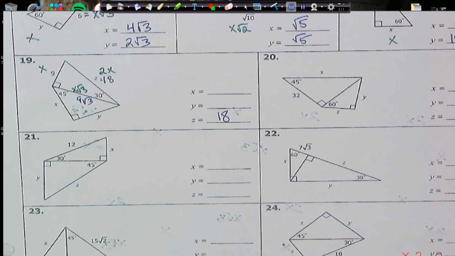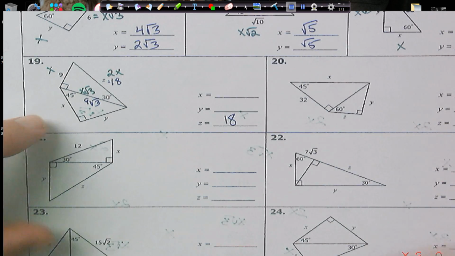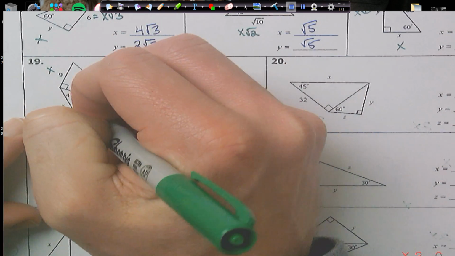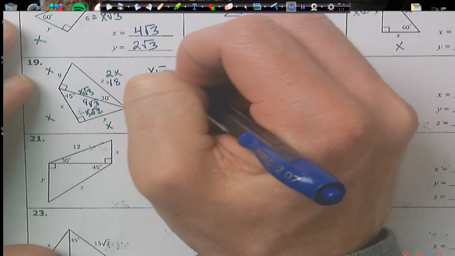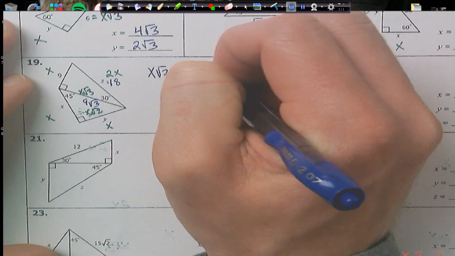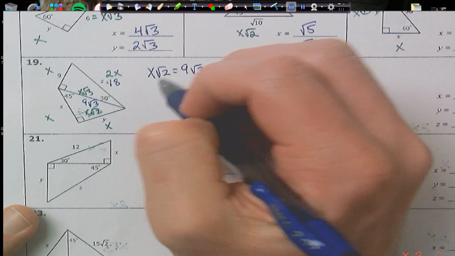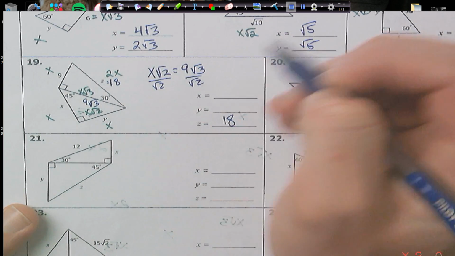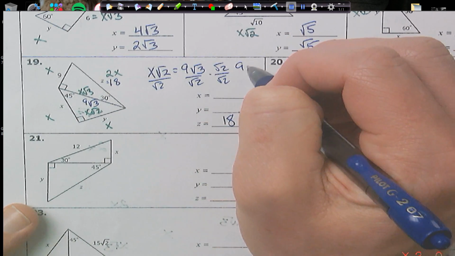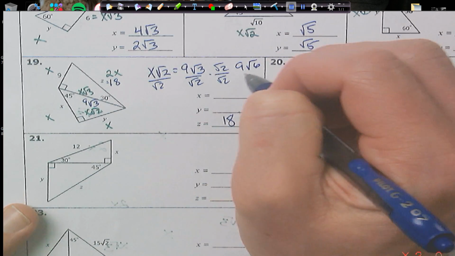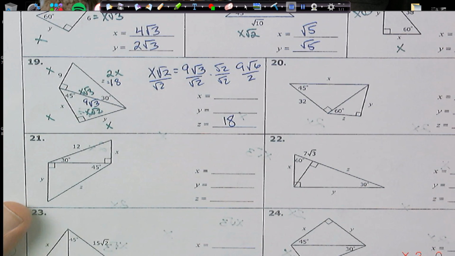Okay, so now we get pretty tricky because I want to find these two pieces, and now we're in the x rad 2 position. We haven't seen a problem like this before, where we have x rad 2 equal to 9 rad 3. Okay? But we can do it. We can divide by rad 2, rationalize. This becomes 9 rad 6 over 2, since 3 times 2 is 6. Okay, and in fact, that's what we're left with.